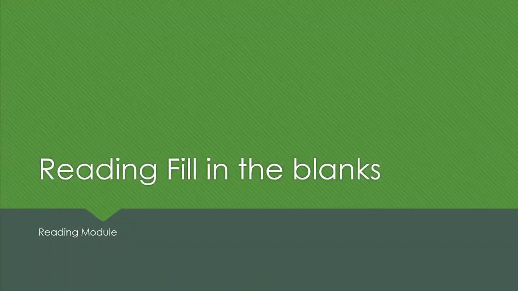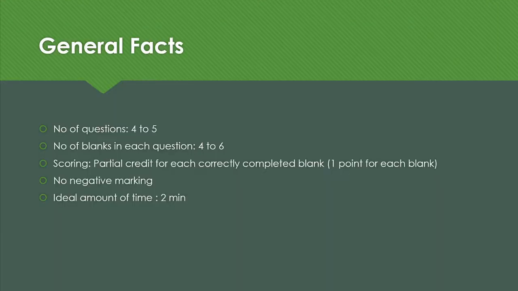So let's get down into the general facts so that you will get a rough idea on how you can tackle this exercise. You will be getting 4 to 5 questions and there will be approximately 6 blanks in each question. It depends, 4 to 6 is the maximum range, and you will get 1 point for each correct blank. And there is no negative marking for this exercise. So even if you make any mistakes, there is no worry at all.